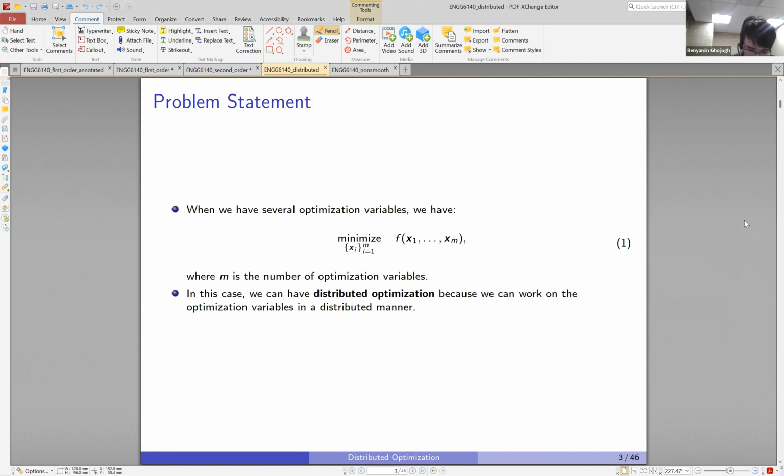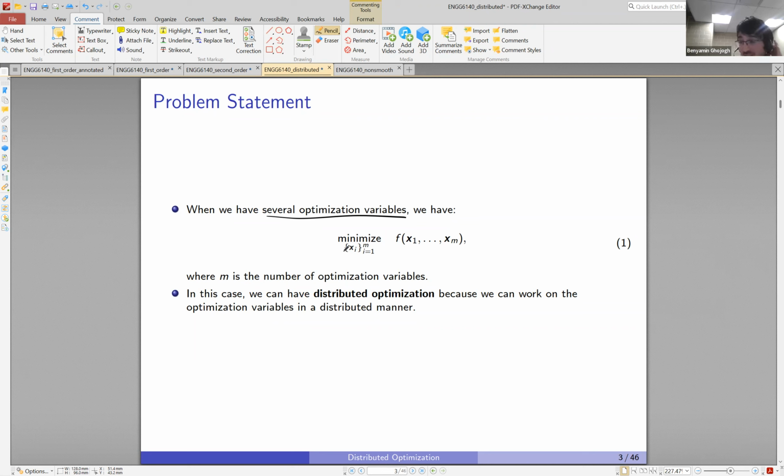Assume we have several optimization variables. So rather than one optimization variable, let's have several optimization variables, M of them, x1 to xm, okay? Each of them might be a vector or a matrix or something like that. For example, x1 is a vector, x2 is a vector. By the way, they can be scalars, because a scalar is a special case of a vector, a one-dimensional vector. They can be matrices, it doesn't matter.